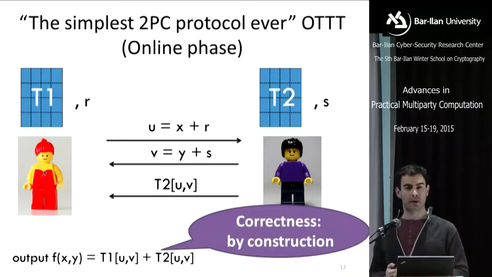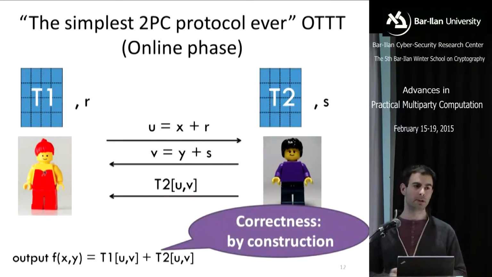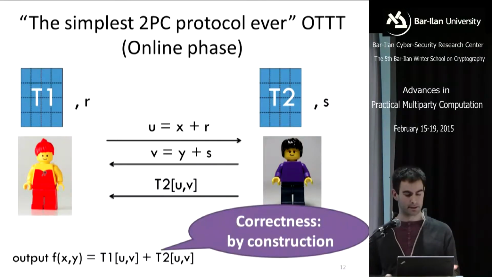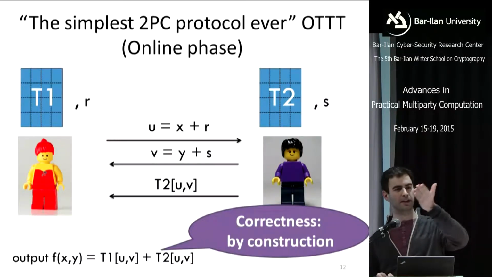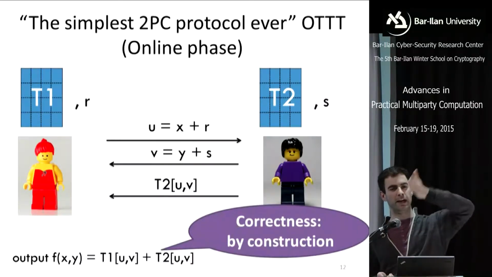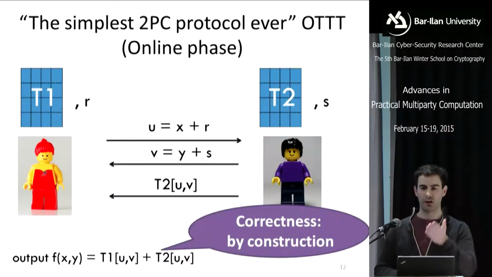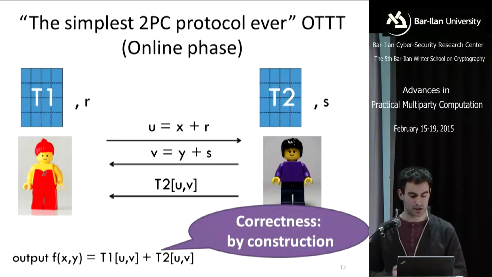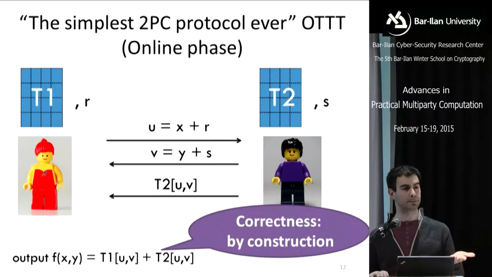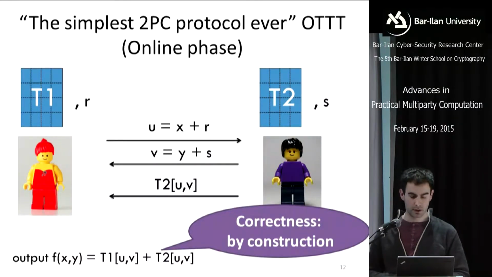So is this protocol correct? Is the actual output what we wanted to compute? Yes, by construction. Just go back to one slide and see that T1 UV plus T2 UV was defined as the function, as the truth table in position X minus R and X minus S. I'm not going to ask you to do it now, but you can easily verify this. So this is the right output. So this protocol produced the right output.